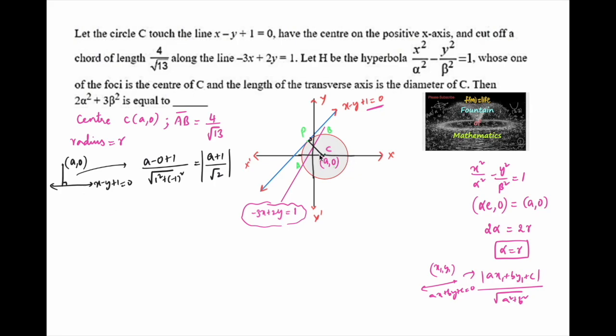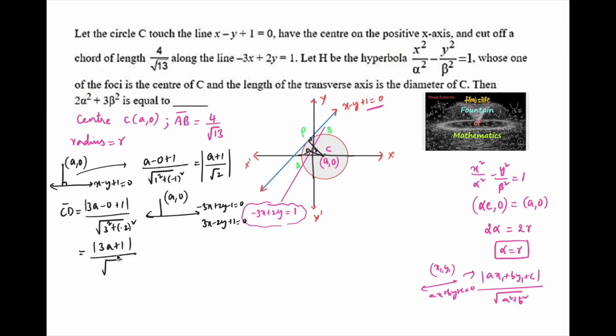And also the perpendicular distance from the center upon the chord bisects the chord. Let me consider this point is D, such that AD is equal to BD. So we can say the perpendicular distance CD is from (a, 0) upon the line minus 3x plus 2y minus 1 equals 0, or we can write 3x minus 2y plus 1 equals 0. So here we can write (3 into a minus 2 into 0 plus 1) divided by under root of 3 square plus (minus 2) whole square, that is mod of 3a plus 1 upon under root of 9 plus 4, which is root 13. This is CD.